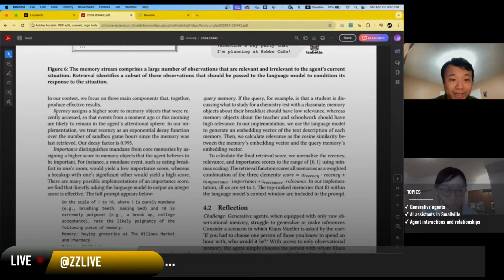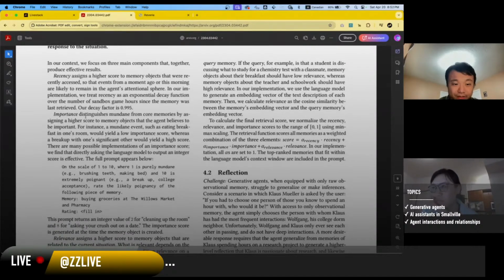The ranking score is the weighted score of recency and importance. Recency assigns a higher score to memory objects that were recently accessed, so that events from a moment ago or this moment are likely to remain in the agent's attentional sphere. What just happened? Number one, okay. In our implementation, we treat recency as an exponential decay function over the number of sandbox game hours since the memory was last retrieved. The decay factor is 0.995.